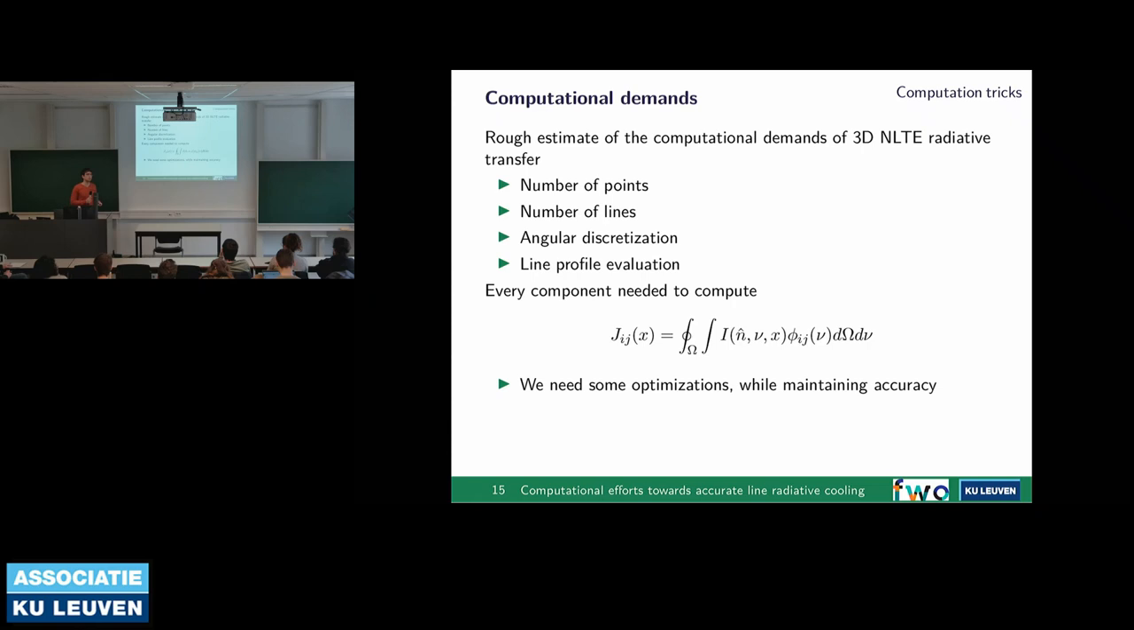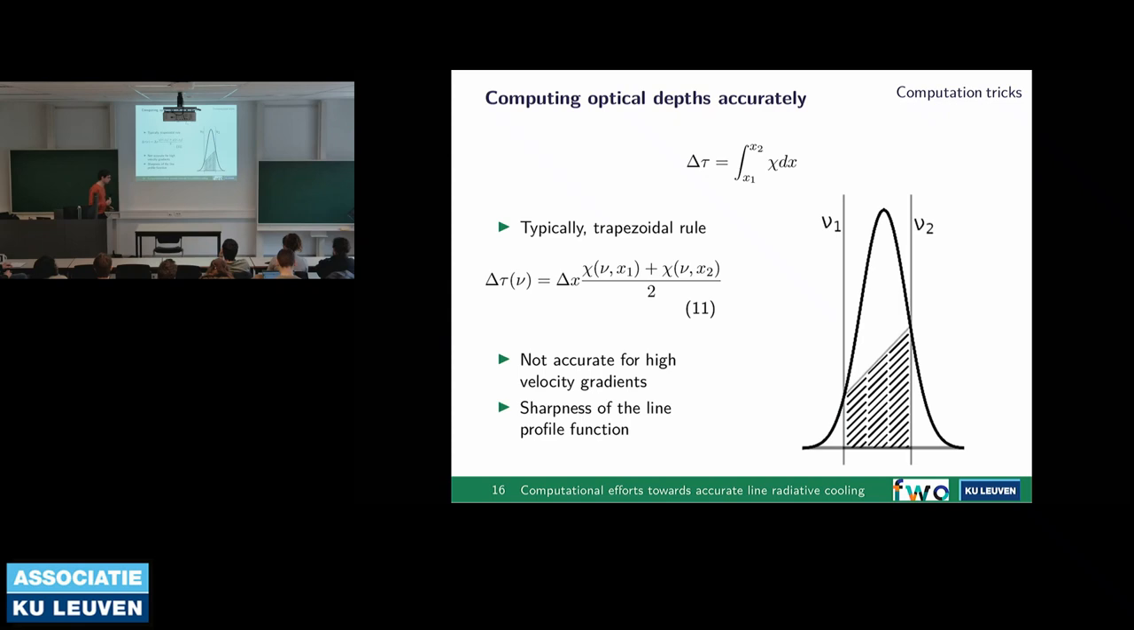Because it's expensive, we need some optimizations, obviously maintaining the accuracy of our results. So first of all, how do we compute an optical depth? Let's say that I want to compute an optical depth for a small step in our domain, so from here to here. Then what we do is try to discretize this integral. Typically, one uses the trapezoidal rule. That just says I use the opacity here, the opacity here, I average it, and multiply by the distance I've just walked. This is denoted by this shaded region here, the optical depth we compute. But as you see, it might not be entirely accurate for higher velocity gradients, because what I actually want is the area under the curve here, not this tiny area. And this is due to the peakedness of this line profile.